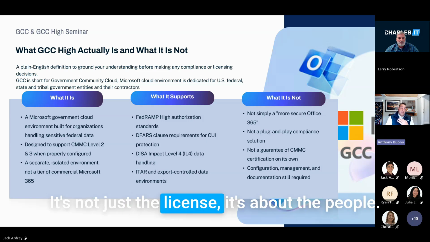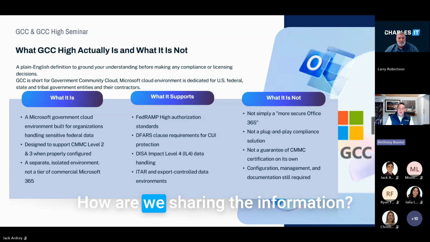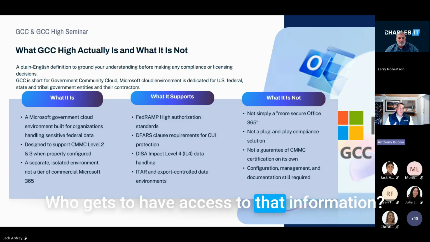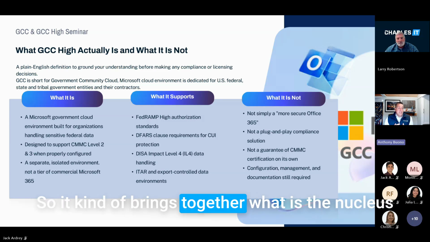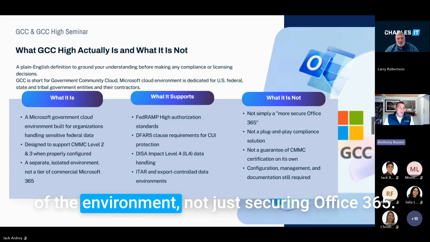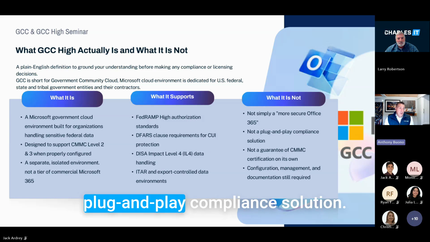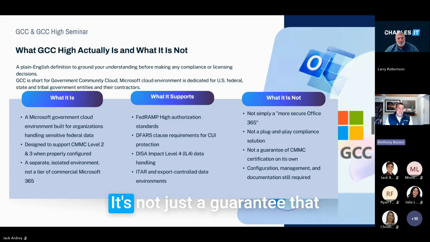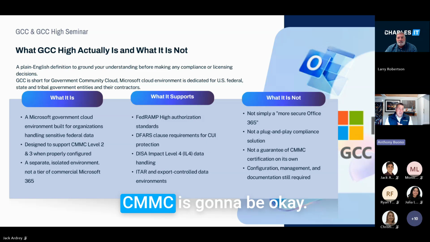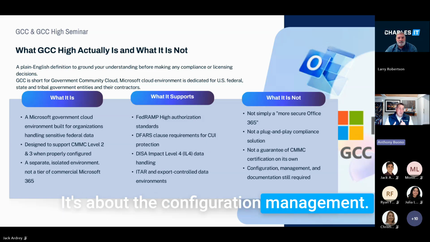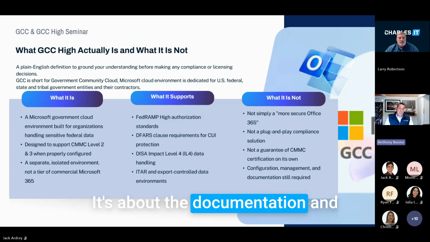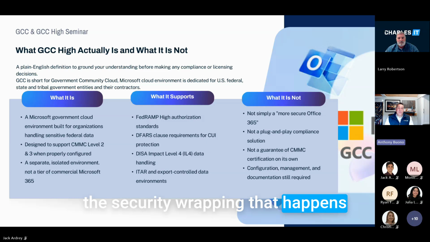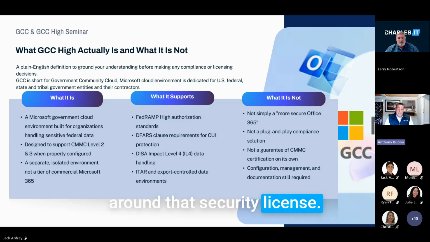It's not just the license, it's about the people. How are we sharing the information? Who gets to have access to that information? And so forth. So it brings together the nucleus of the environment, not just securing Office 365. It's not just a plug and play compliance solution. It's not just a guarantee that CMMC is going to be okay. It's about the configuration management. It's about the policies and procedures. It's about the documentation and the security wrapping that happens around that security license.